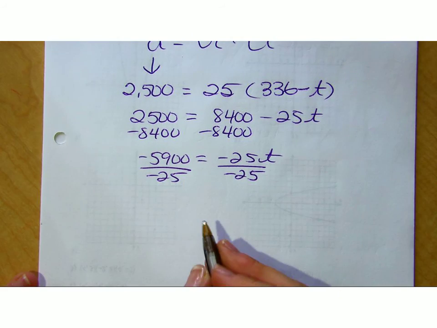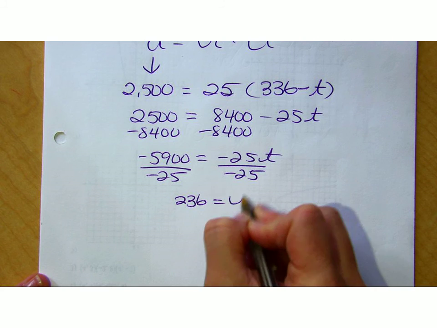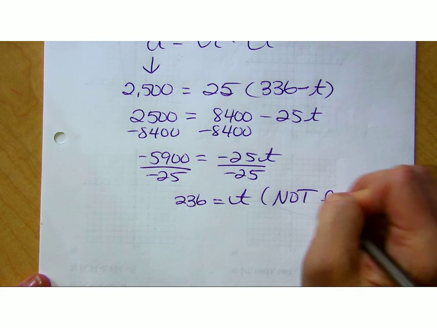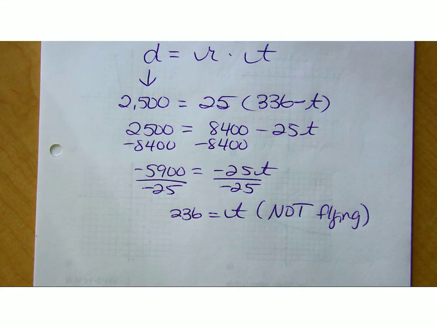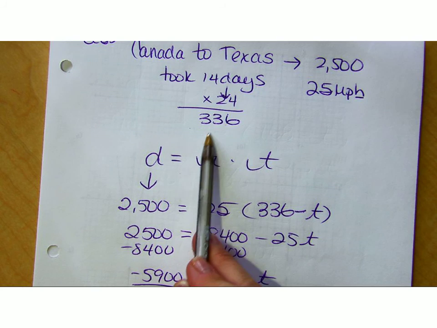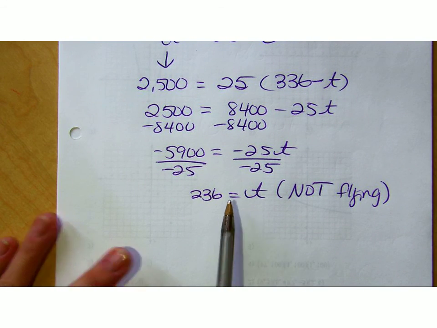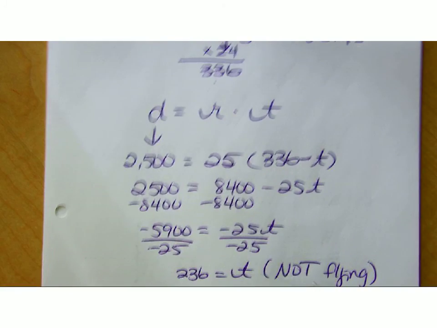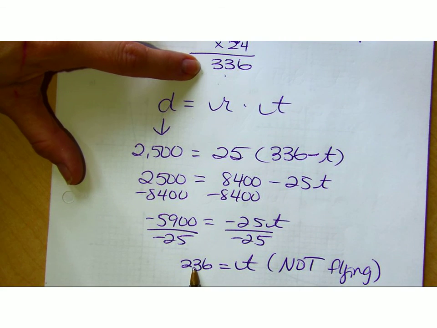And if I figure this out, I get an answer of 236. This is the time they were not flying. How many hours was the total trip from the minute they shoved off to the minute they landed? 336 hours? They were not flying for this. So it only took them how long in the air? That's a pretty easy computation right there. 100, right? So they were flying for 100.